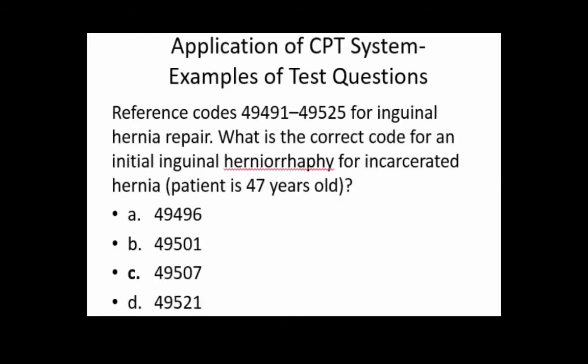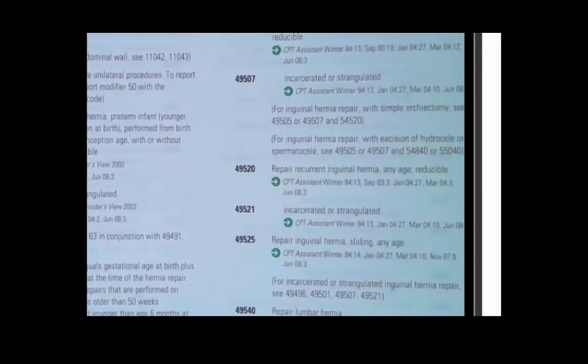Okay, let's do another one. Reference codes 49491 through 49525 for inguinal hernia repair. What you want to notice for this particular case, it's an initial inguinal hernia repair. It's incarcerated, and the patient's 47 years old. Those are all things we need to know when we choose this code. So let's go to 49491 in the code book.